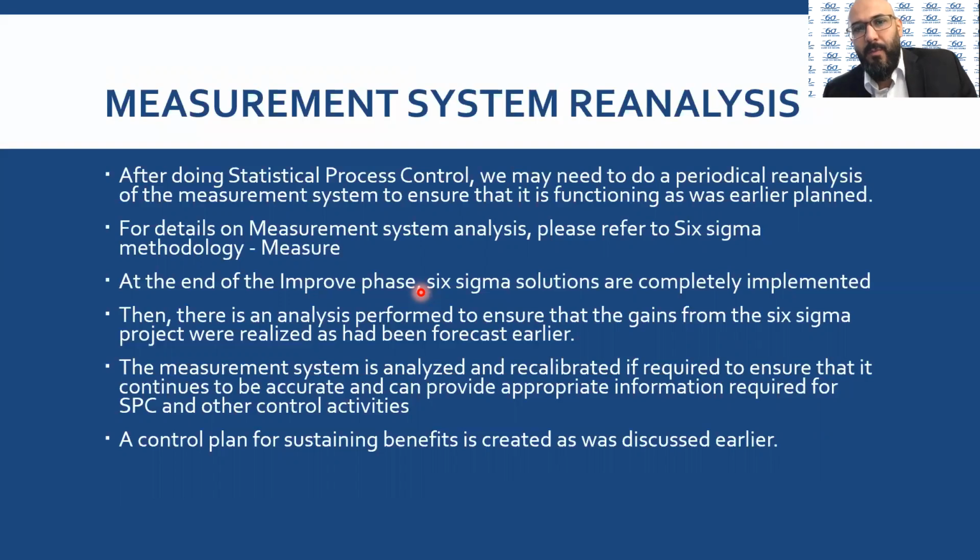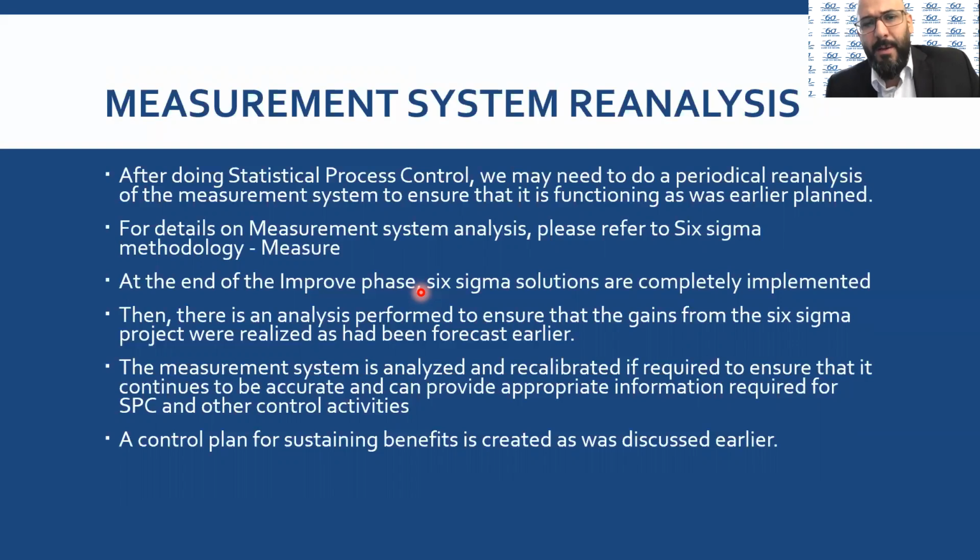One of the things that we need to talk about is the system reanalysis. We do this through the control phase, because we basically have a new system, a new process. Once you implement a new solution, you have a new process, so we need to reanalyze the system. After doing statistical process control, we may need to do periodic reanalysis. So we say, okay, we're going to do reanalysis once a month or twice a month or once a week. It depends on the need.